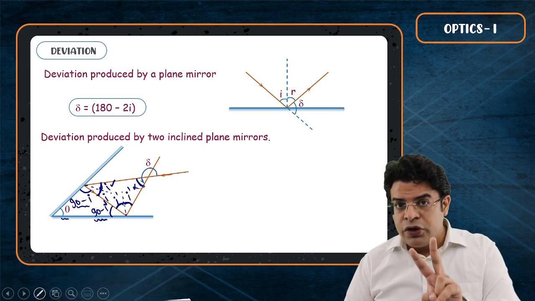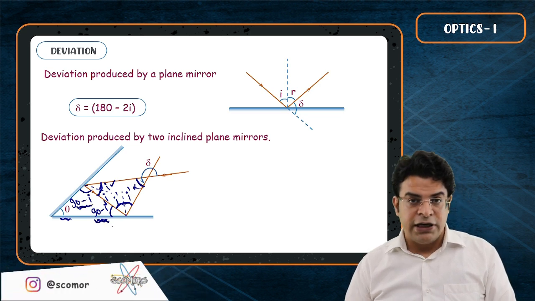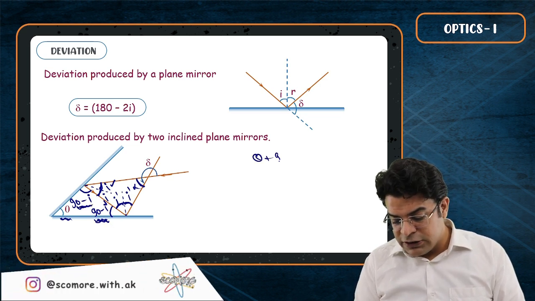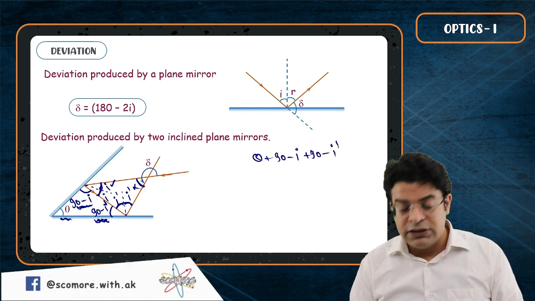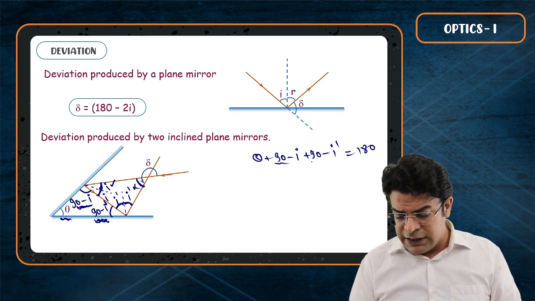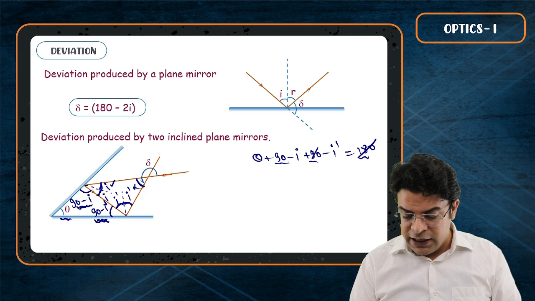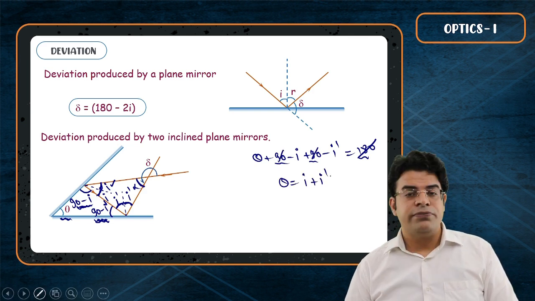And you can write two equations from here. The first equation, looking at this triangle having angles theta, 90 minus I and 90 minus I dash, you will say that theta plus 90 minus I plus 90 minus I dash, the sum of internal angles, has to equal 180 degrees. And 90 plus 90 becomes 180. So this 180 and 180 get cancelled, so you get theta equals I plus I dash.